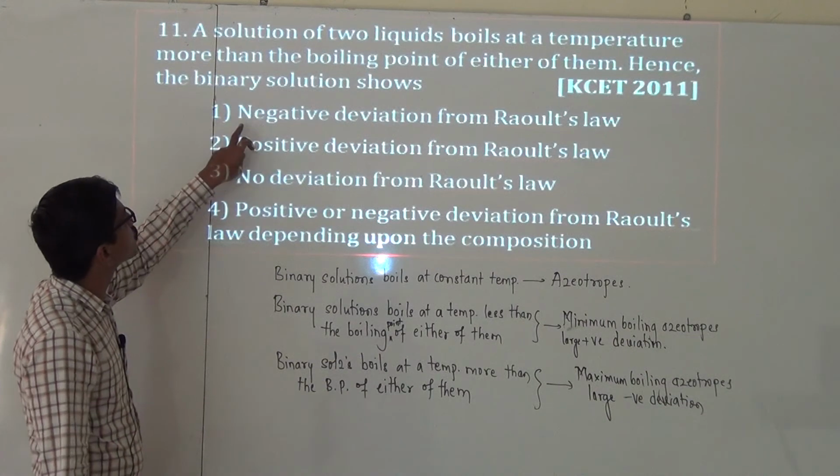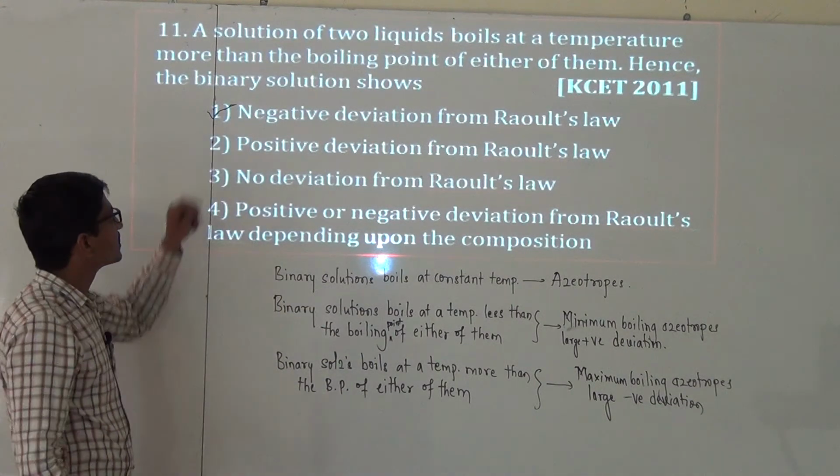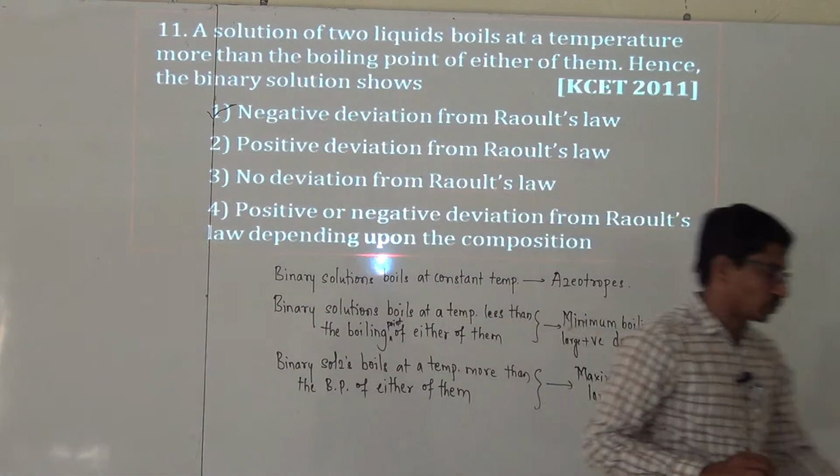Hence, the binary solution shows negative deviation from Raoult's law. First option is the correct one for this question.